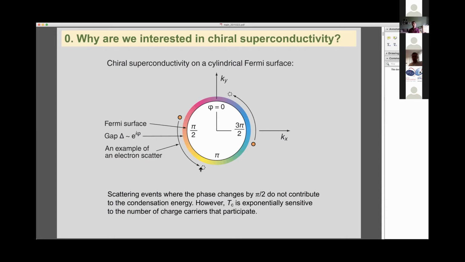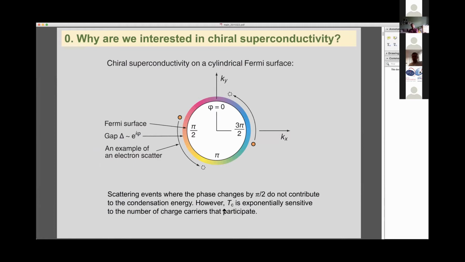In BCS theory, however, TC is exponentially sensitive to the number of charge carriers that participate. So whenever you have chiral superconductivity, you have to ask the question of how we're able to get superconductivity at all in spite of this strong frustration of the pairing interaction.